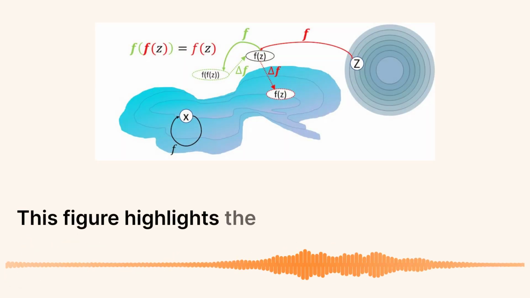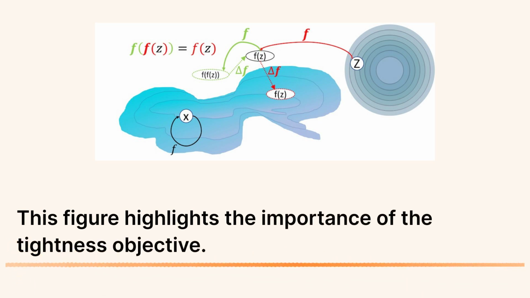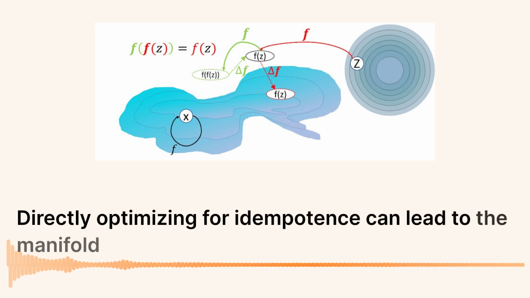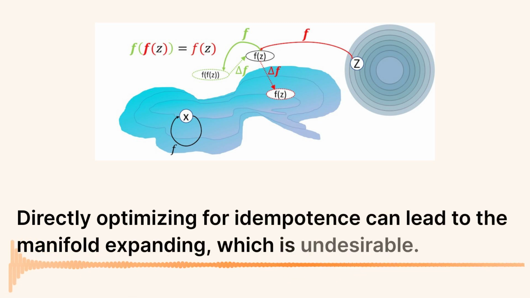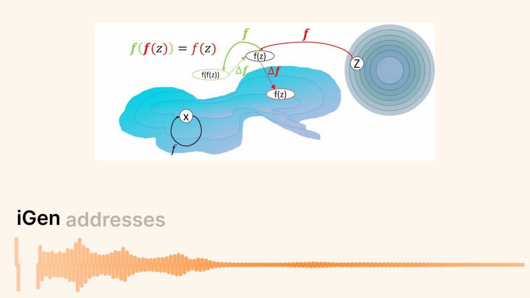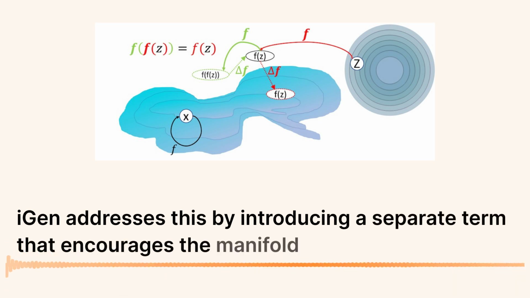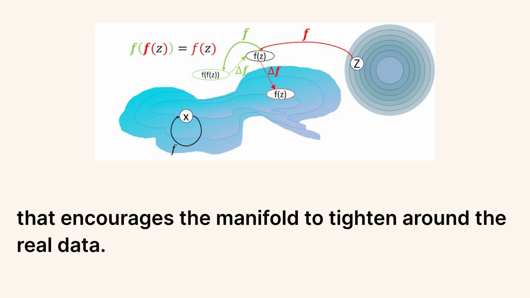This figure highlights the importance of the tightness objective. Directly optimizing for idempotence can lead to the manifold expanding, which is undesirable. IGN addresses this by introducing a separate term that encourages the manifold to tighten around the real data.